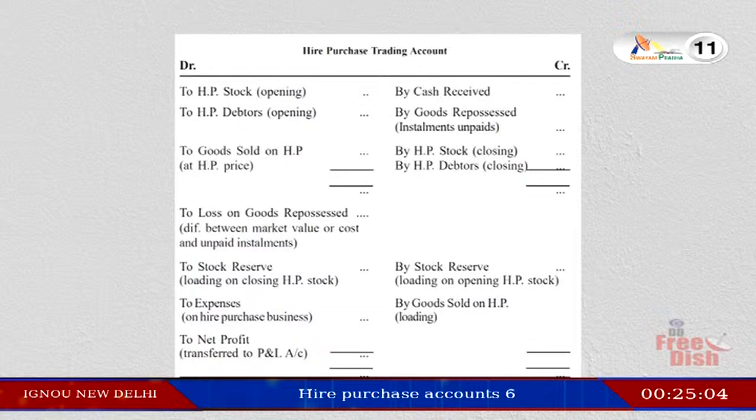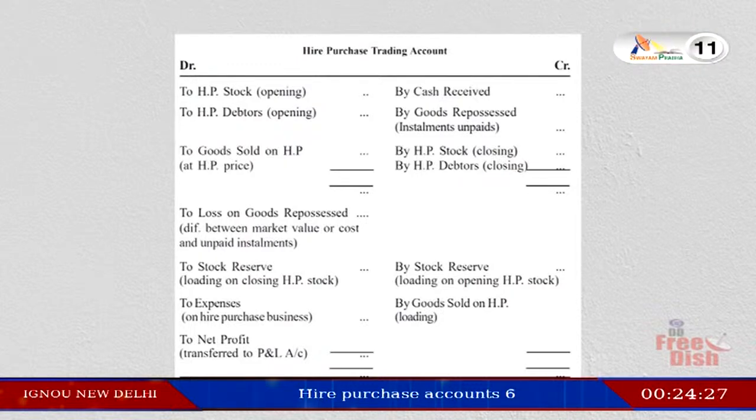Then, to stock reserve. Here you might have seen that the closing amount of hire purchase stock is given, which is shown at hire purchase price. In this closing stock, whatever amount of loading is there will be written here to stock reserve, that is loading on closing hire purchase stock, and to expenses on hire purchase business. Any amount of expenses which have been incurred will be written here. This is the balancing figure, to net profit transferred to the profit and loss account.